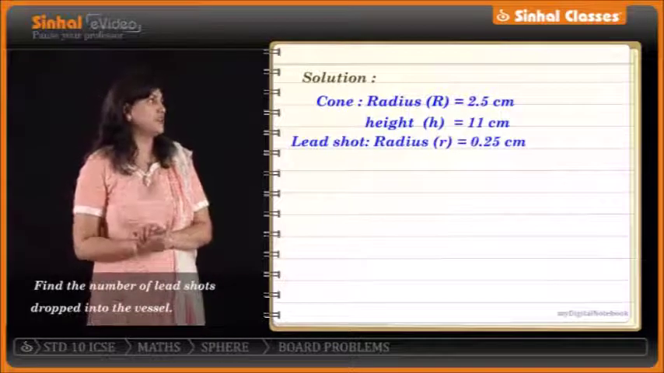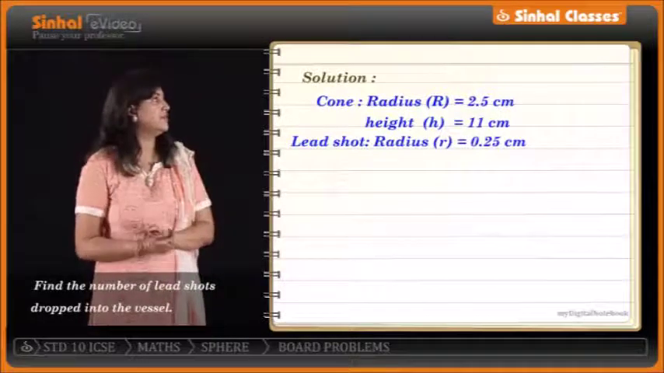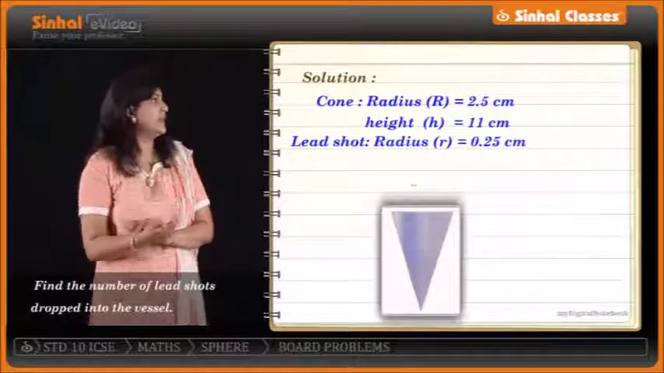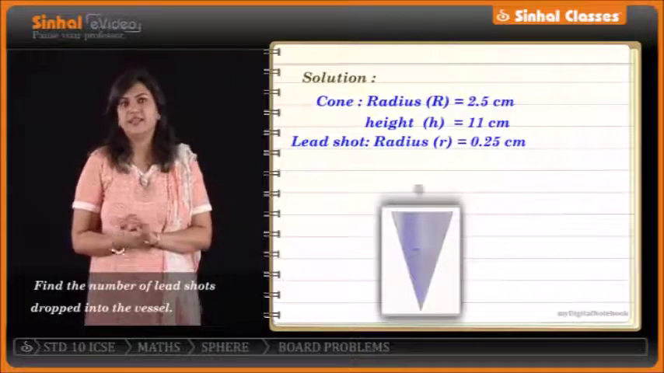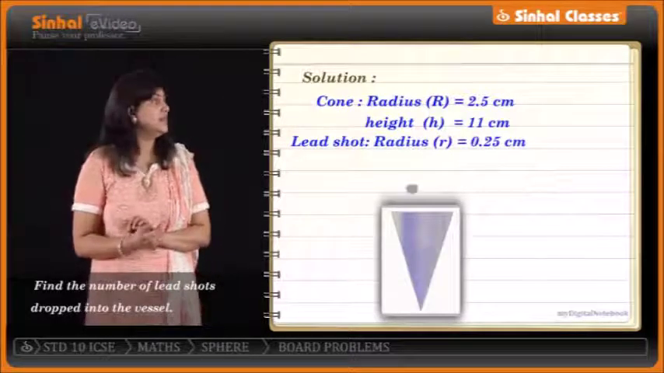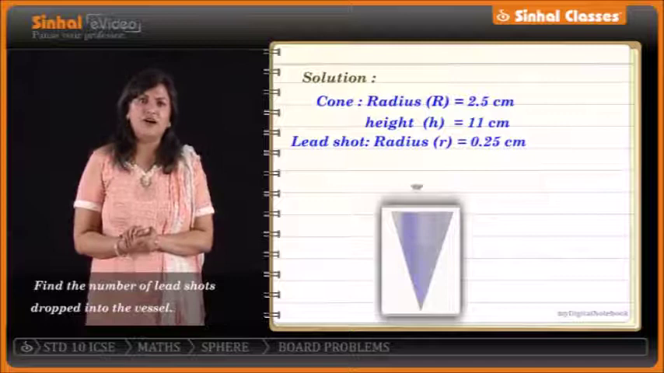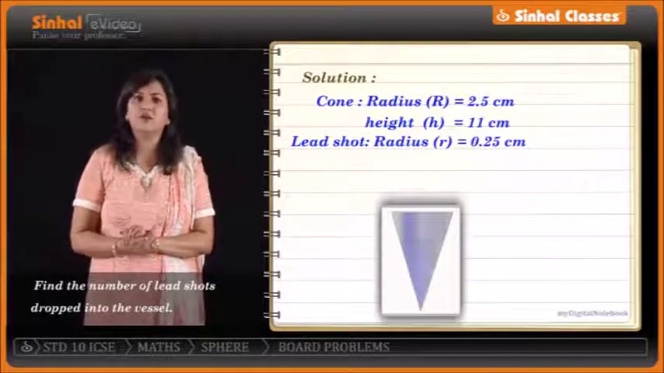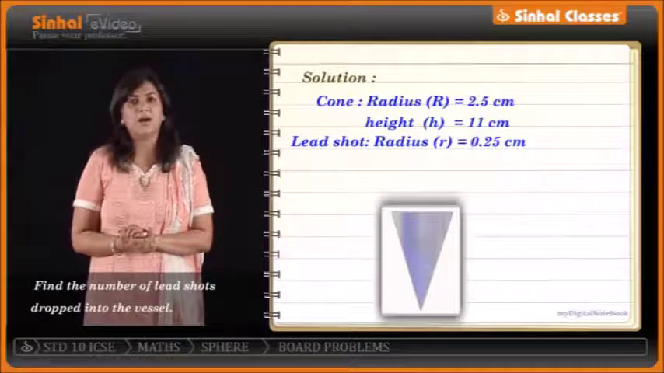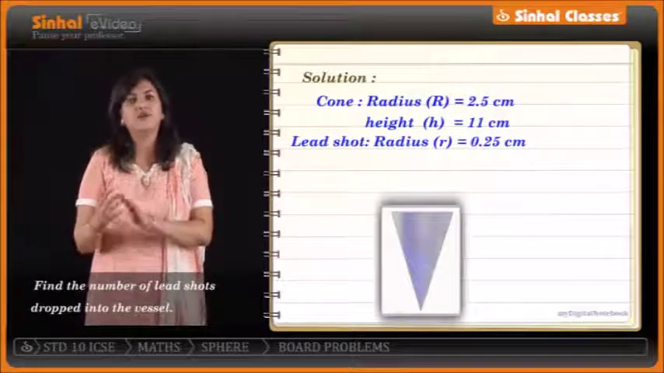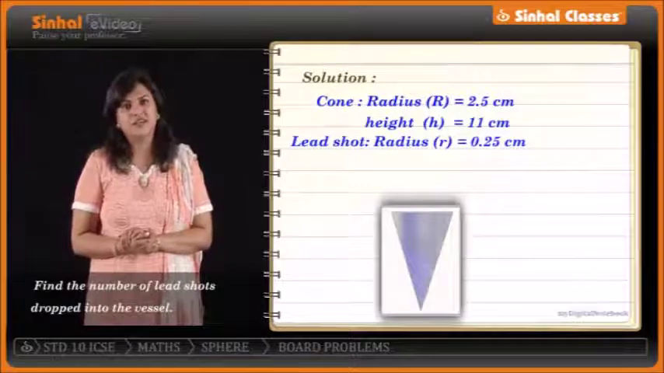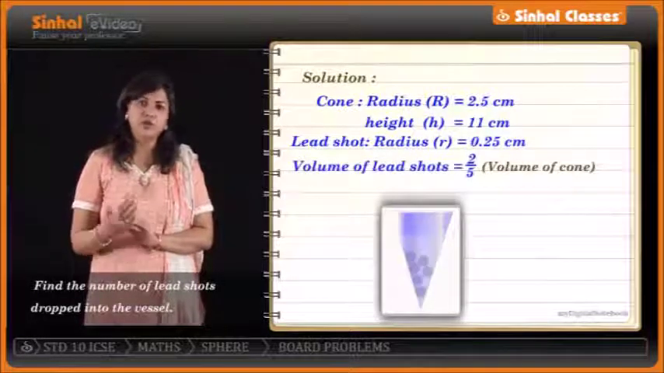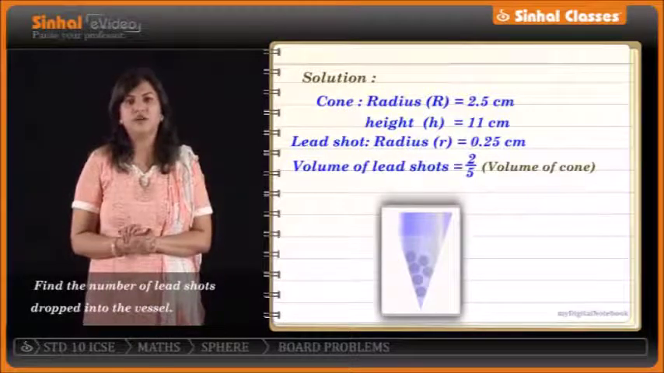Let's draw the figure for this. We take the conical vessel, or rather the inverted cone, and we are putting lead shots in it, that is lead spheres we are dropping in that. We are given volume of the lead shots is 2/5 the volume of the cone, because when the lead shots are put in the water, 2/5 of the water overflows.